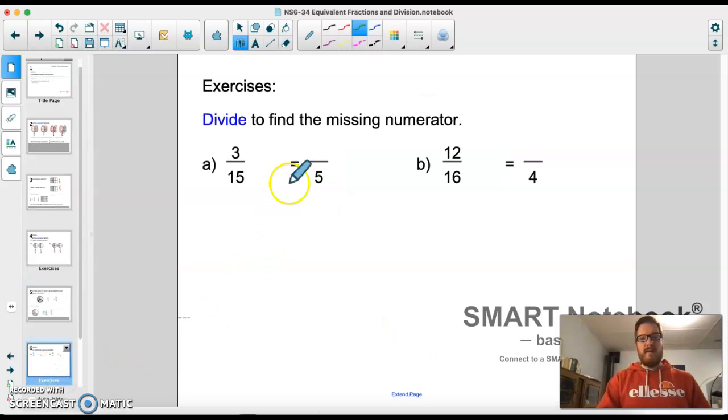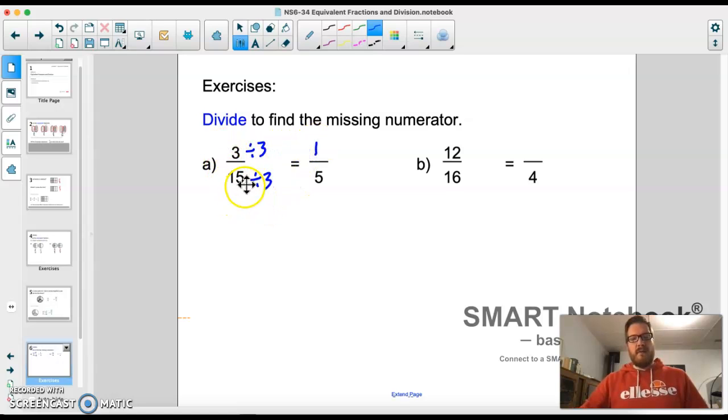Okay, so a wee little bit of practice. We're going to just define the missing numerator. So over here, we're going to try to get from 15 to 5. And in order to do that, I know that I need to divide by 3, which means that this also has to be divided by 3. And so that's going to give me 1. So I would say that 3 over 15 is equivalent to 1 over 5. Over here, I'm trying to get from 16 to 4. And so I would divide 16 by 4 to get to 4. And that scale factor applies to numerator and denominator. And so 12 divided by 4 is 3.